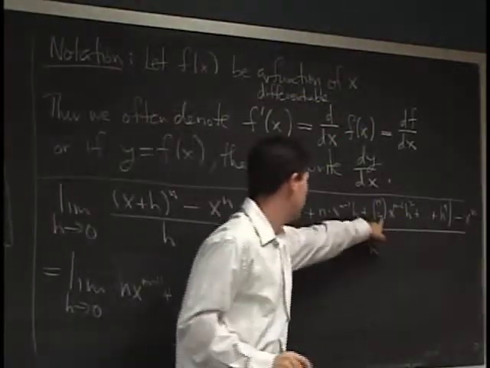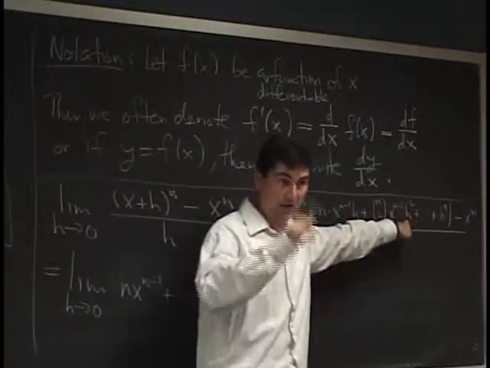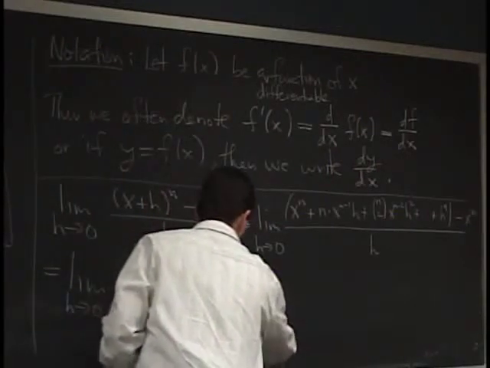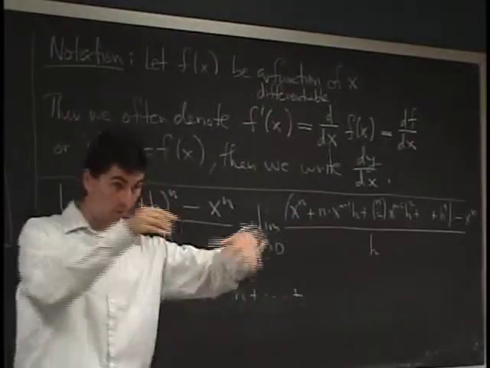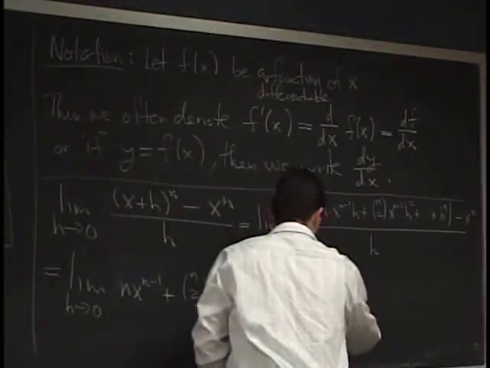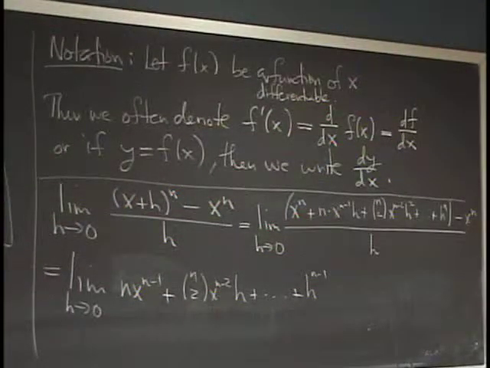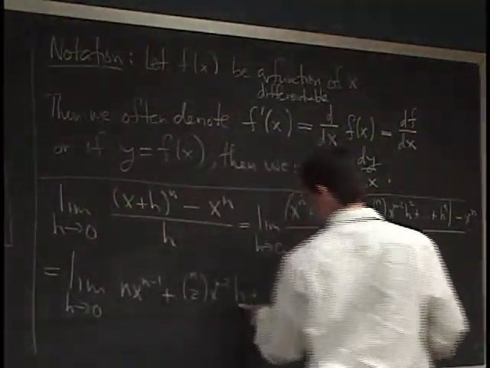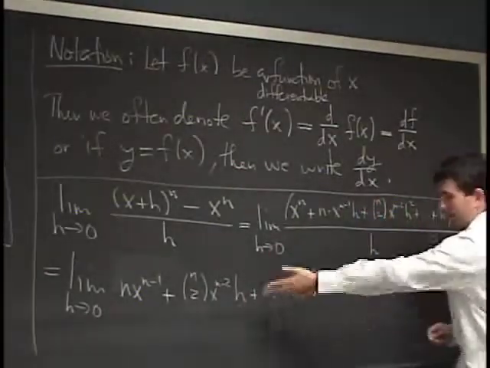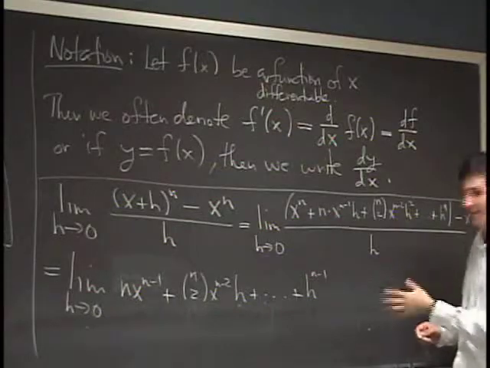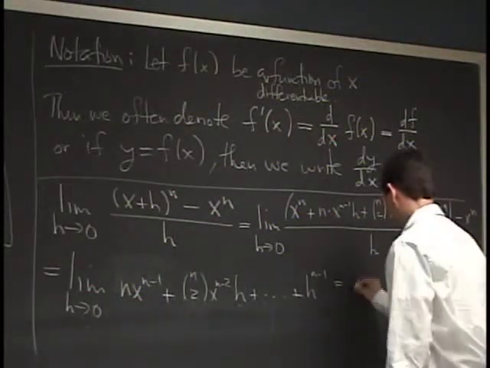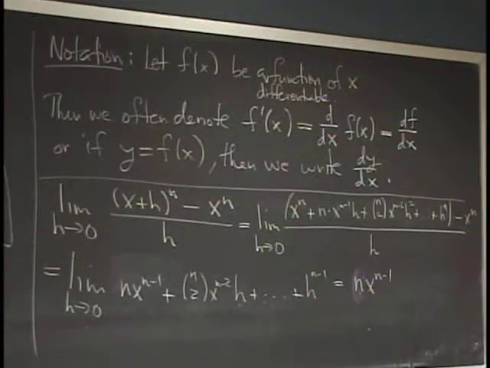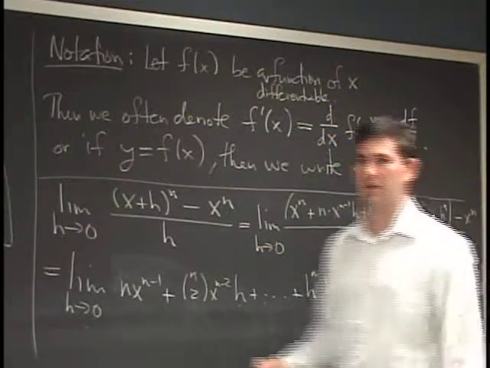Let me move it down a little bit since it's no longer a fraction. Okay. The next term is the same term, only we got rid of one of the h's when we canceled. So I get n choose 2 x to the n minus 2 times h. Then all the other terms in the middle have more and more h's, and the last term is h to the n minus 1. Okay, as h goes to 0, what happens to this thing? Well, every time you see an h that's going to 0, these terms are all going to 0. And all these terms that I'm not writing do not have h's in them. So all these terms go away, and you're just left with nx to the n minus 1. Okay. So this is what is affectionately known as the power rule.